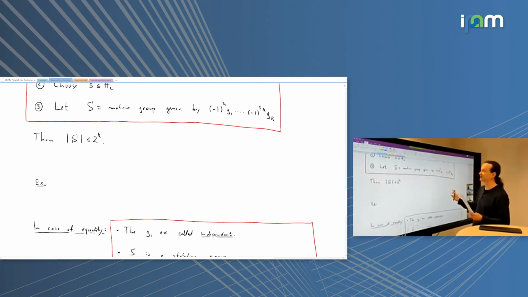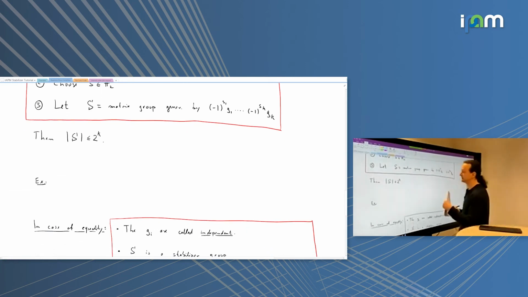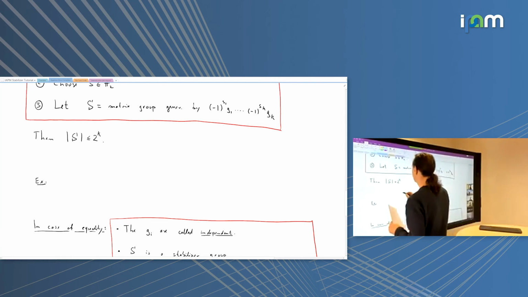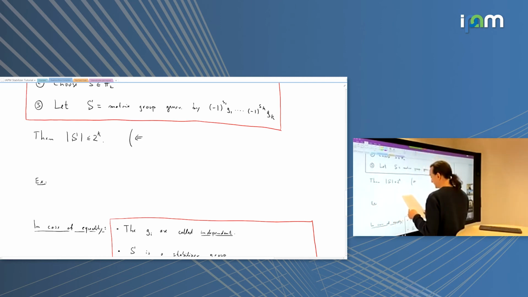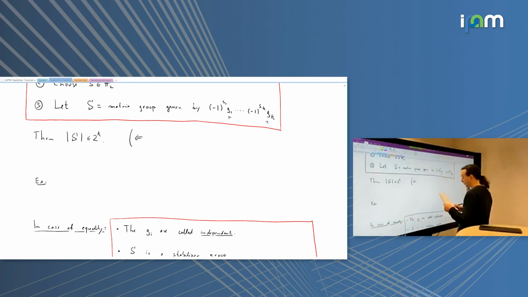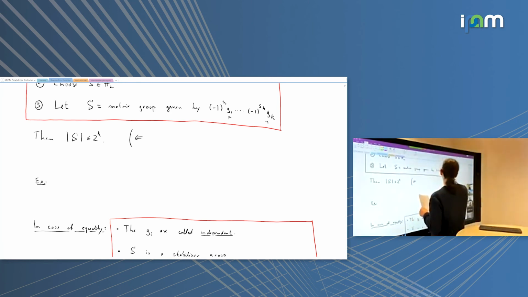Okay, so let's look at this group S. So first, there is a claim that the size of S is smaller than or equal to 2 to the K. That's very easy to see. Let me sketch why this is true. It's because all the generators here, they commute, right? So that means if I take an arbitrary product of terms of this, I can always order it in such a way that all the G1 generators come first, and then we have all the G2 terms, and then we have all the G3 terms, and so on.